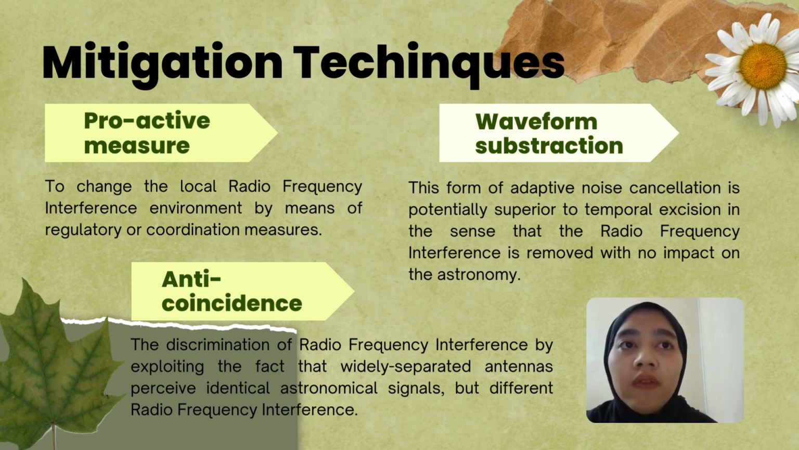The second one is waveform subtraction, in the sense of subtracting radio frequency interference from the telescope output. This form of adaptive noise cancellation is potentially superior to temporal excision in the sense that the radio frequency interference is removed with no impact on astronomy. Lastly is anti-coincidence. This broadly means the discrimination of radio frequency interference by exploiting the fact that widely separated antennas perceive identical astronomical signals but differing radio frequency interference. Thus, radio frequency interference makes a contribution to the background noise at each antenna rather than to the correlated signals.